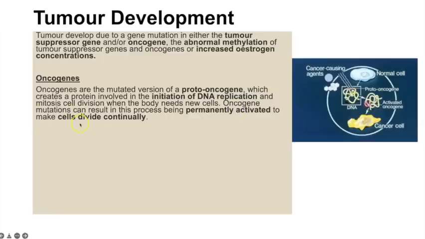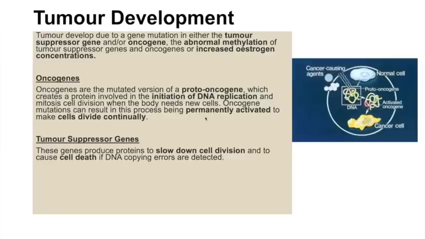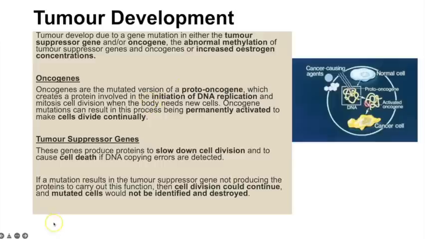An oncogene, though, can result in the process being permanently activated to make cells continually divide even if new cells aren't needed in that part of the body currently. Tumour suppressor genes code for proteins which are involved in controlling the cell cycle, and they're involved in slowing down the cell cycle or causing cell death. Now, if a mutation occurs in the tumour suppressor gene, that protein isn't produced and cell division isn't slowed down, so it would continue. Mutated cells would not be identified and destroyed.